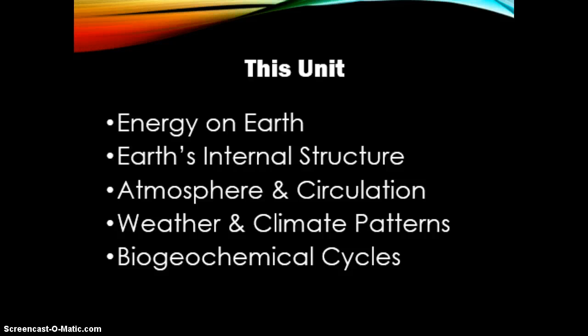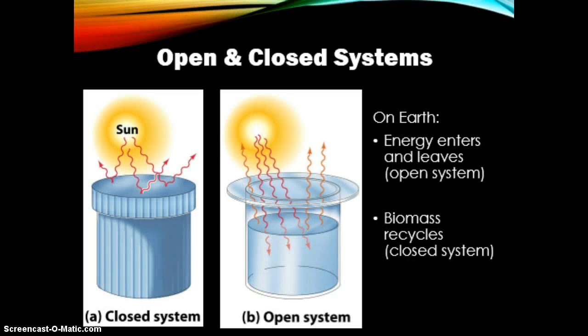So we're going to move pretty fast, but you can see these are the topics that we're going to cover here. So we've talked about Earth as a system. And when we're talking about systems, Earth can be thought of in some ways as an open system where things can come in and out, and in some ways as a closed system where nothing's coming in, nothing's going out. So when we're talking about energy, we want to talk about Earth being like an open system. Energy comes in and energy can leave.